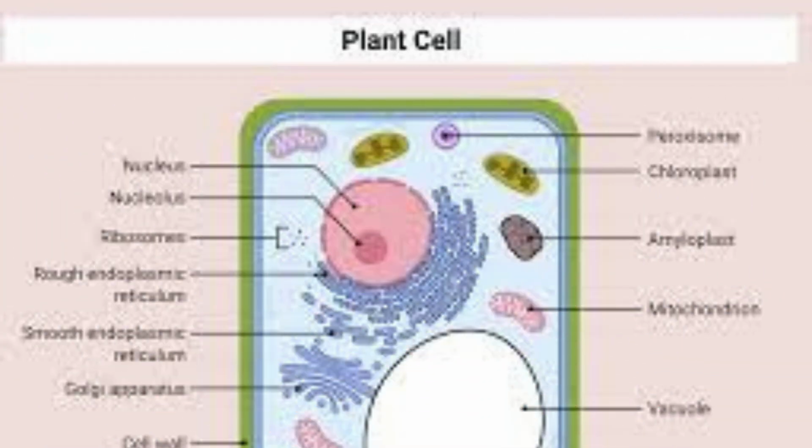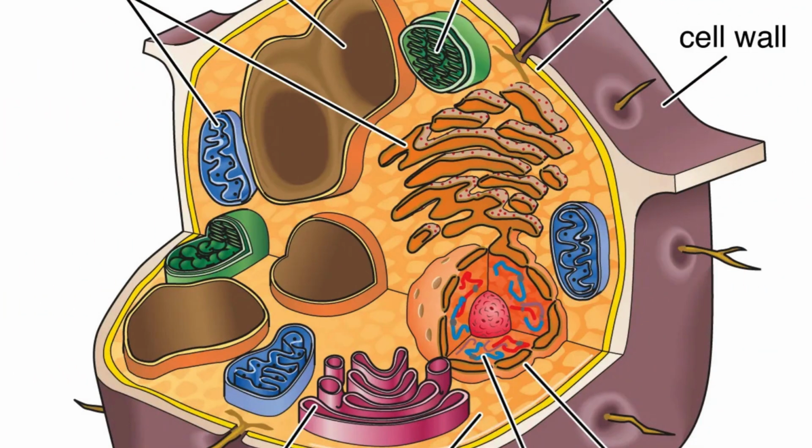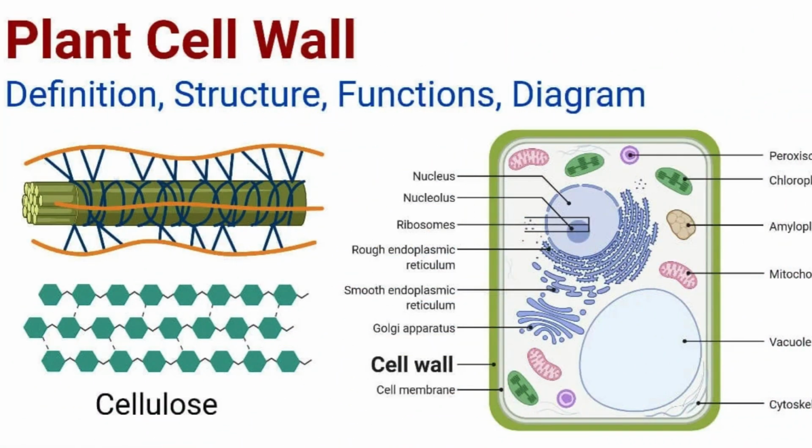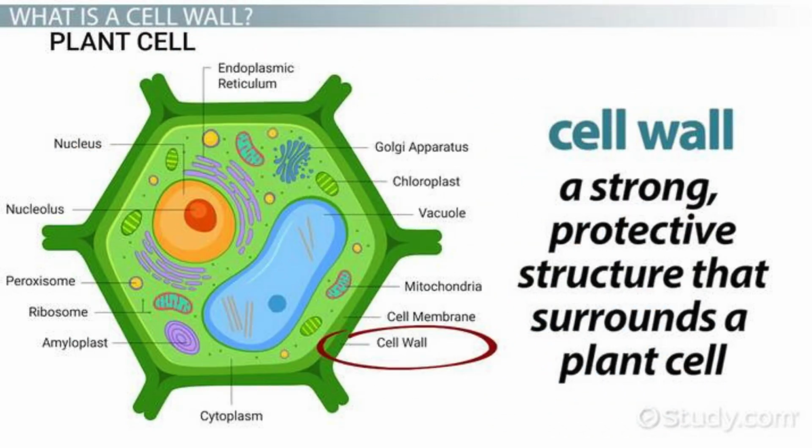Ma'am, what about plant cells? Do they have anything special? Excellent observation, Shyam. Plant cells have unique structures called chloroplasts, where photosynthesis takes place. They also have a cell wall made of cellulose, which provides extra support and rigidity. And don't forget the large central vacuole, which stores water and nutrients.